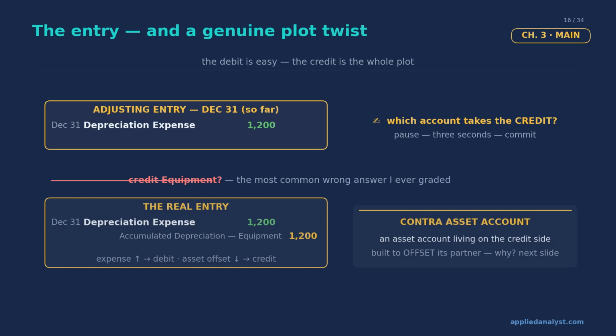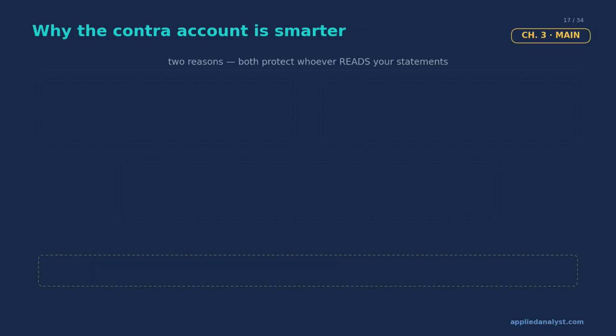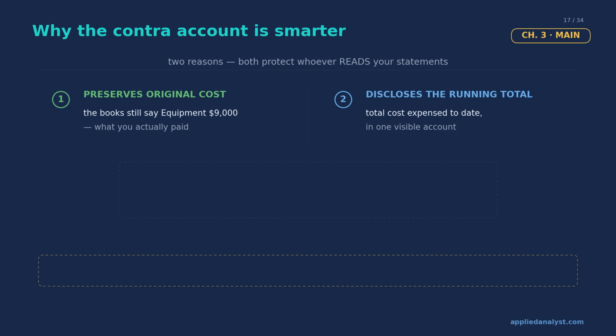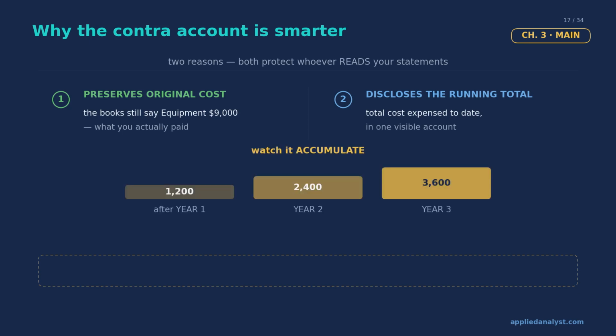Why this detour instead of just shrinking equipment? That question deserves its own slide. Crediting accumulated depreciation instead of the asset is the appropriate, preferred approach for 2 reasons that both protect the reader of your statements. Reason 1, it preserves the original cost. Anyone opening the book still sees equipment, $9,000, what you actually paid. Reason 2, it discloses the total cost expense to date. Watch it accumulate. That's literally its name. After year 1, $1,200. Year 2, $2,400. Year 3, $3,600. A running total over the asset's whole life.